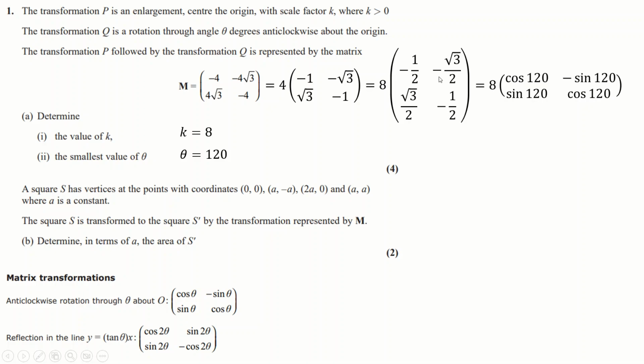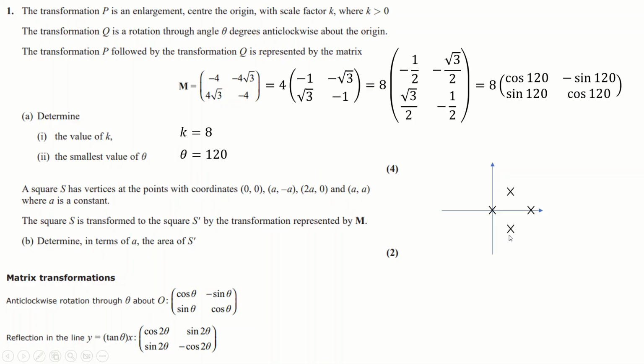So yeah, just use a calculator to your advantage if you don't know exact values, but make sure you get the matrix to have numbers less than 1 in it, essentially, in order to rotate properly. And yeah, sure. Square S, so let's just draw this. Got 0, 0, a, minus a. 2a, 0 is there, I think. a is there, and a, minus a is down here somewhere.